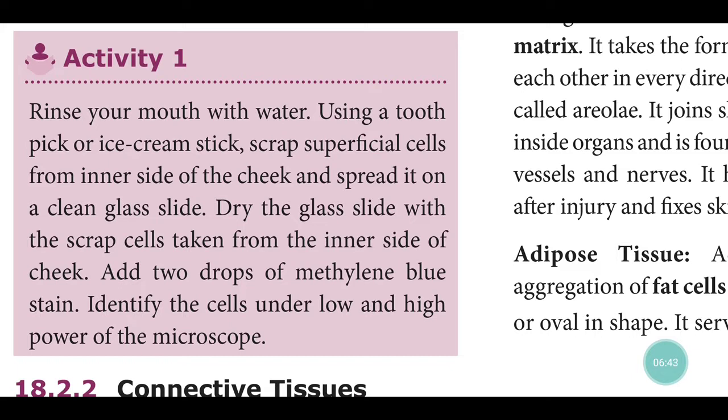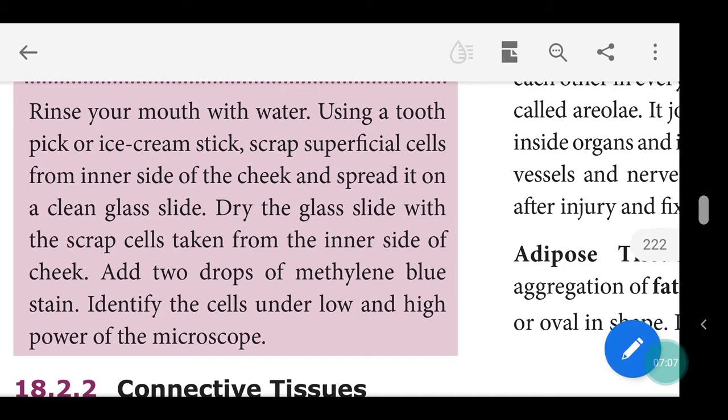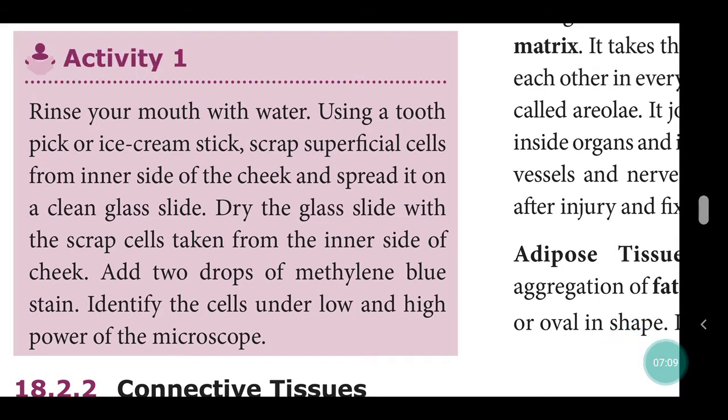After eating mutton or chicken, between our teeth there will be some pieces of mutton, chicken, meat. We will take them with the help of this toothpick or ice cream stick. Where we can use a toothpick or ice cream stick: scrape. What is scrape? Taking, slowly taking. What we are going to take is the sample.